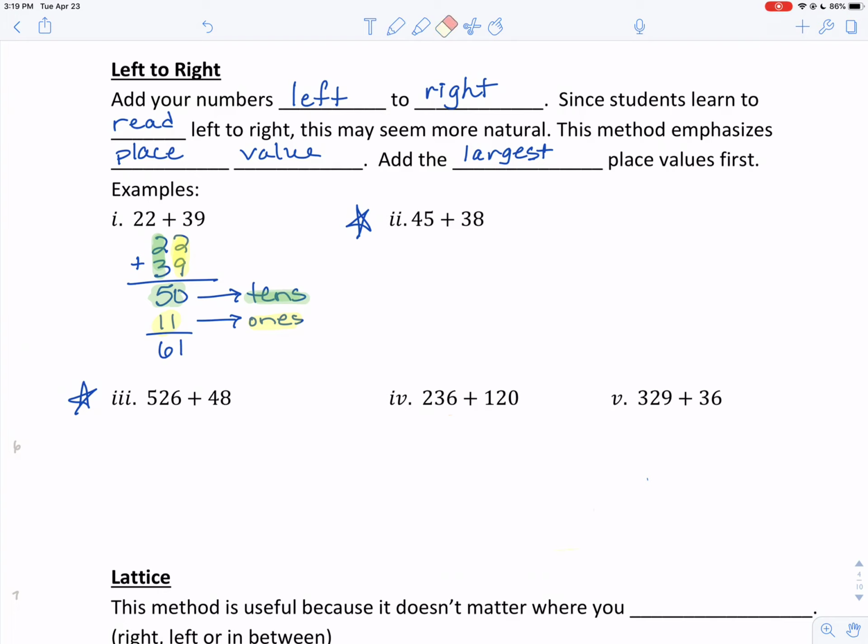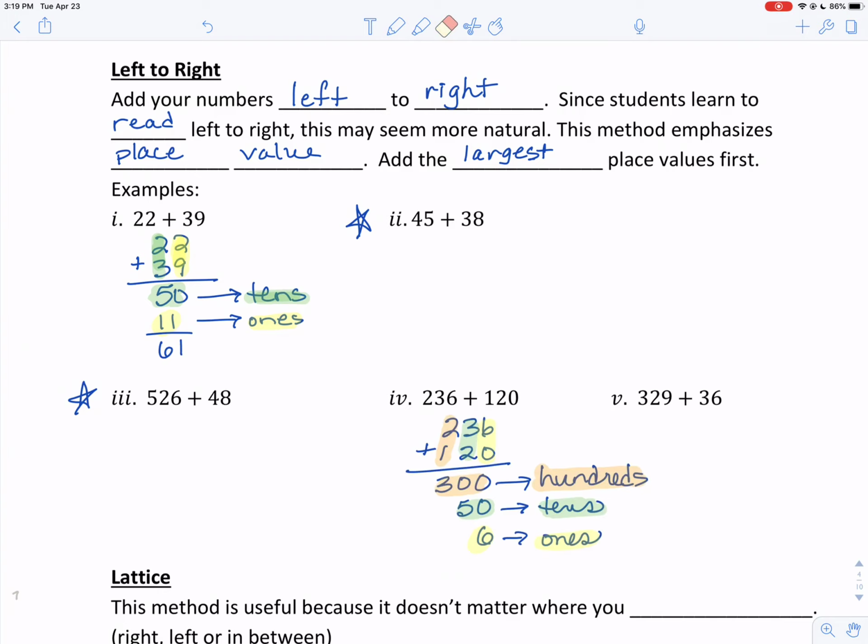Let's look at the fourth one. First, I'm going to write it vertically. Then I'm going to add my largest ones first. So that's the 2 and the 1. That's 3, but it's in the hundreds place. So I write down 300.